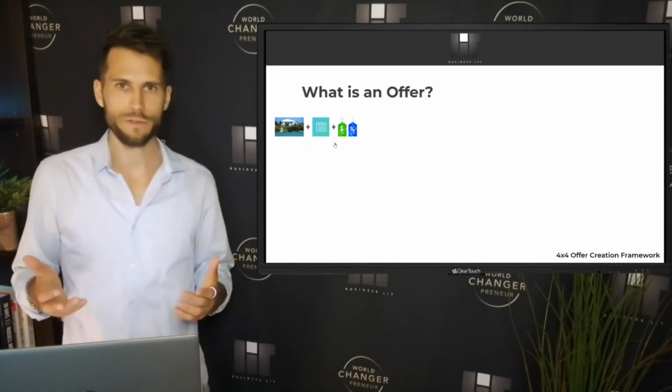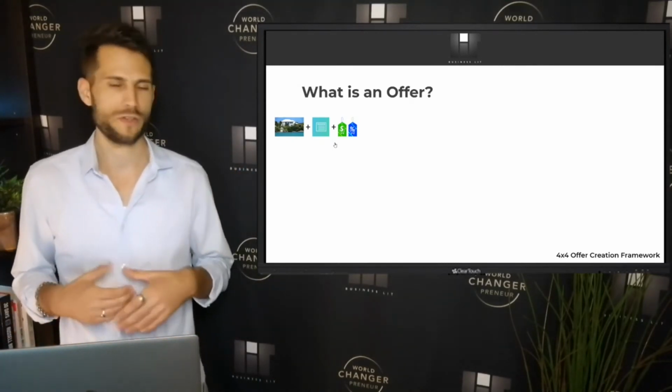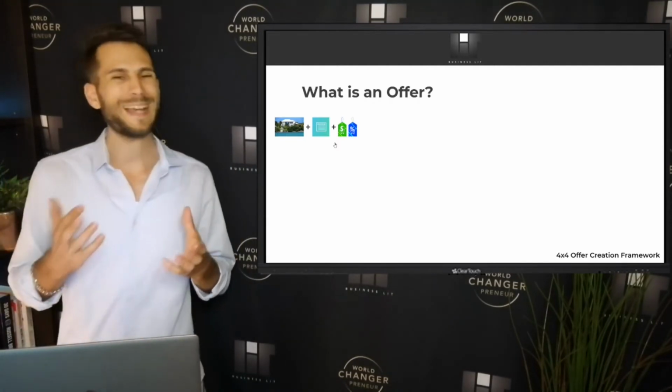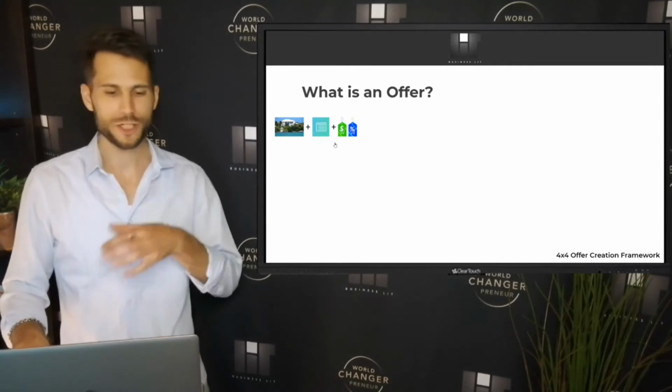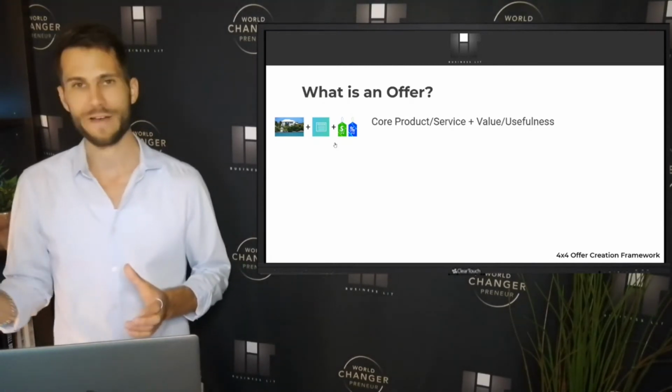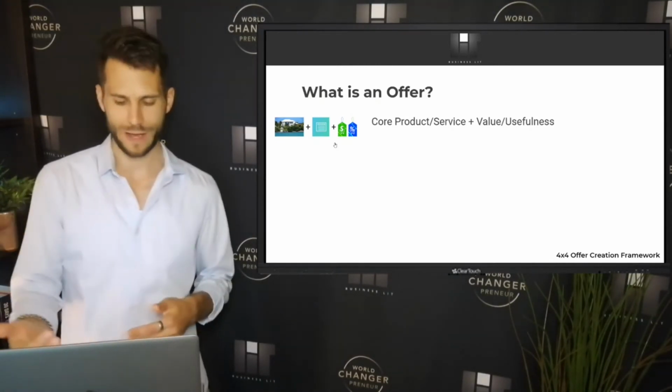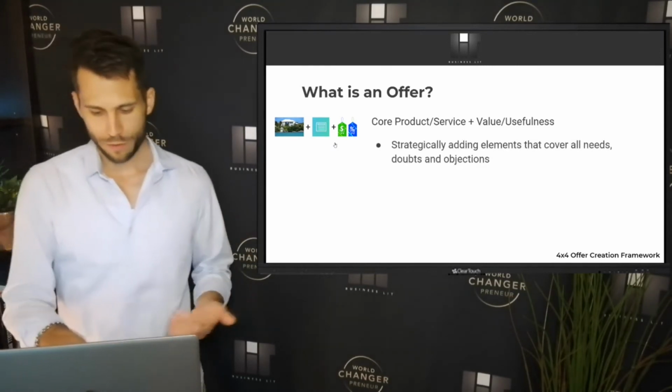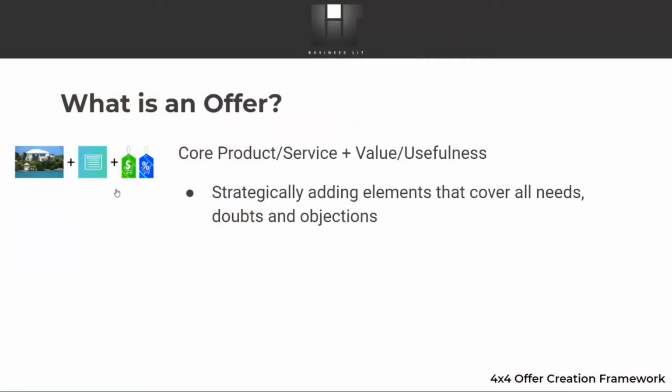So what exactly is an offer? Is it just putting together all kinds of stuff, so you just bundle it? Well, kind of, but in a more strategic way. So in a general sense, an offer is your core product and service, but adding value and usefulness, right? So you're adding value and usefulness. One thing to do, of course, is to add strategic elements. So specifically looking at what we're adding, that we are covering all the needs and doubts and objections. So in this case, it would be like, okay, when we're going there, wondering what will we be doing there, and therefore also solving that problem, solving that need, right?